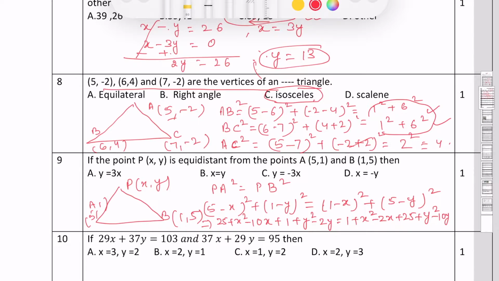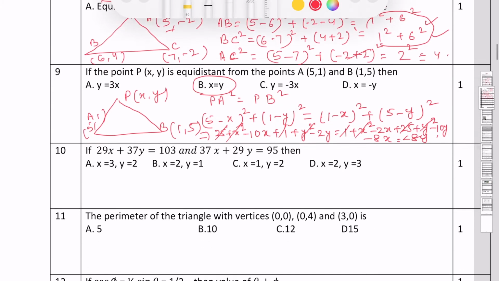So we see that so many terms are cancelled. X square will be cancelled. 1 is also cancelled. Then we have y square also. And we are left with minus 8x is minus 8y. So x is y. This option is correct.